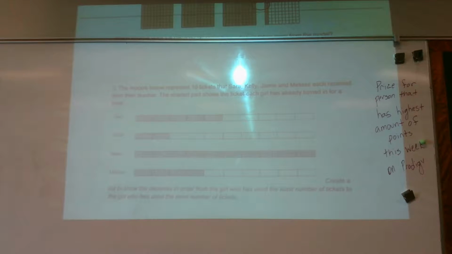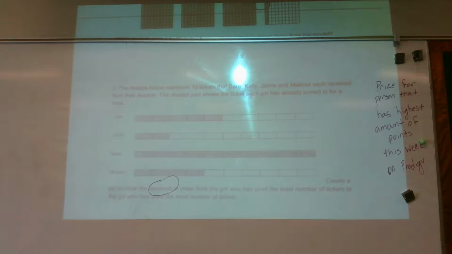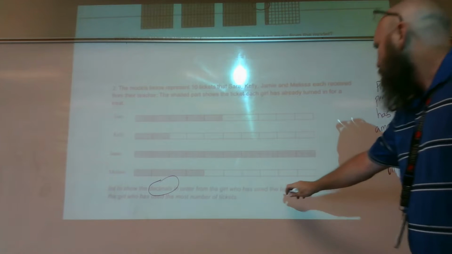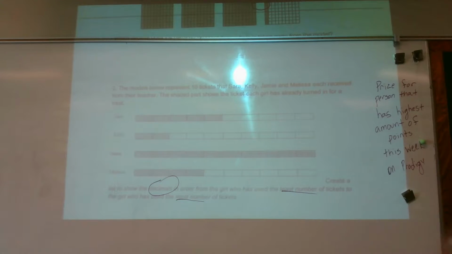The models below represent 10 tickets that Sarah, Kelly, Jamie, and Melissa each received from their teacher. The shaded part shows the tickets each girl has already turned in for a treat. Create a list to show the decimals. Your answer is decimals. It's not in names. In order from the girl who has used the least number of tickets to the girl who has used the most number of tickets. Y'all know what least and most is. That's not very much to very much.